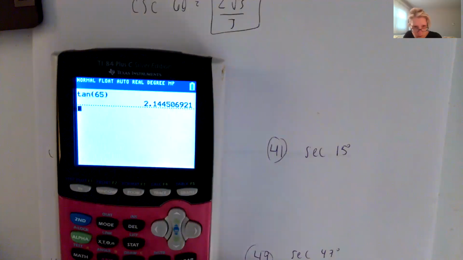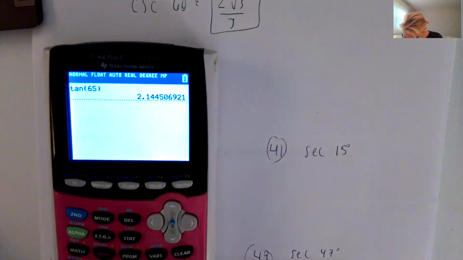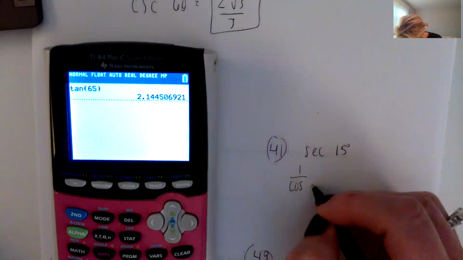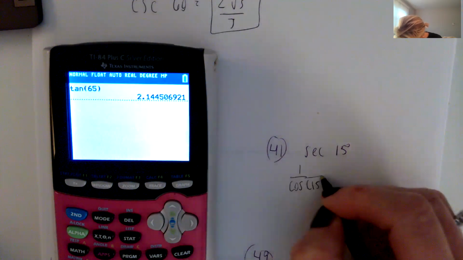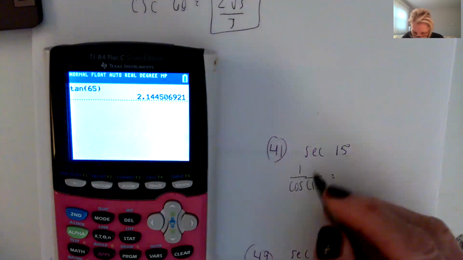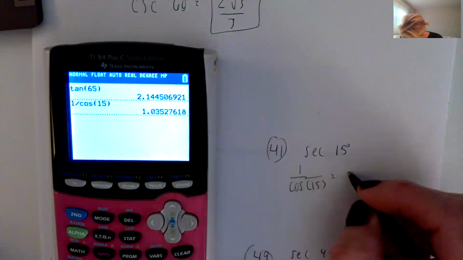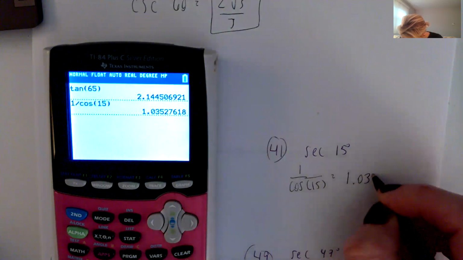And then 41 says the secant of 15 degrees. Well, we don't have a button for secant, but we know that secant is 1 over cosine. Okay, so we can do 1 divided by the cosine of 15, and that should give us 1.035.